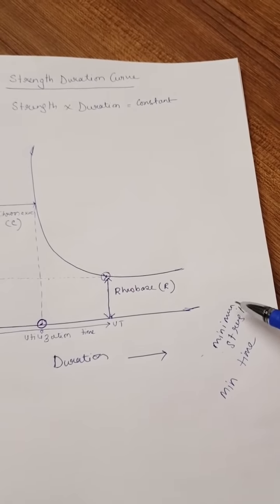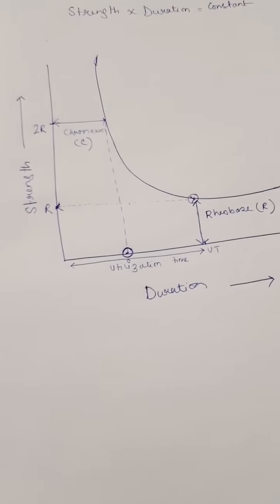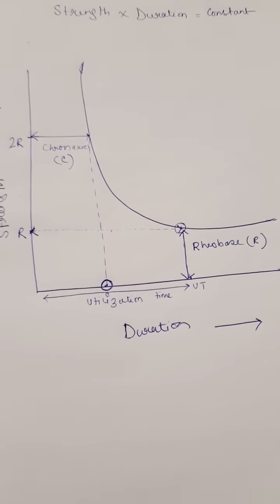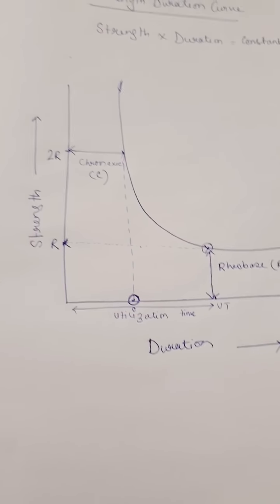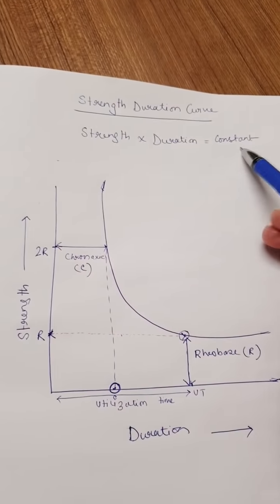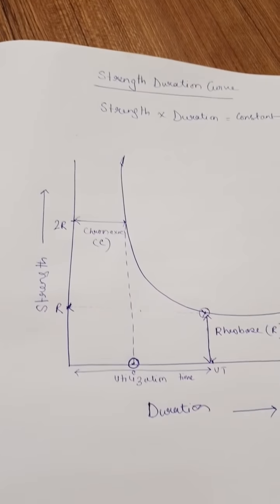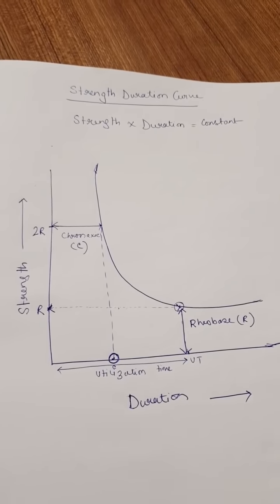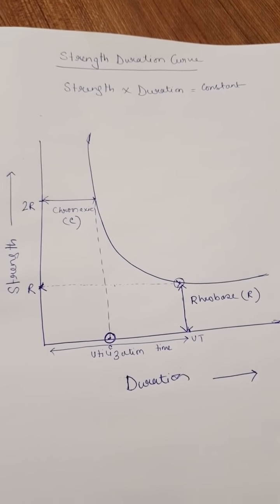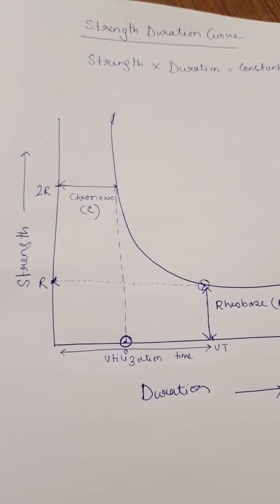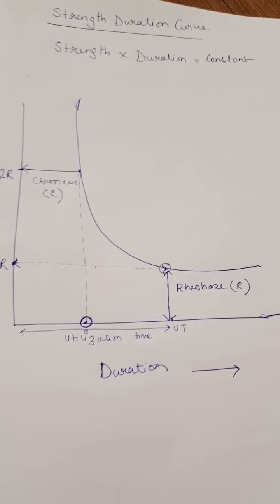In this range, between this minimum strength and minimum time, the strength is inversely proportional to the duration required for that strength to stimulate a cell. So basically strength into duration is constant. Within this range, strength and duration are inversely proportional. So what does this mean? A stronger stimulus will require less time to excite a cell, and a weaker stimulus will require more time to excite a cell. Strength into duration is equal to constant.